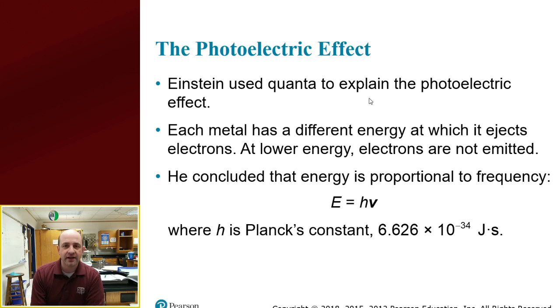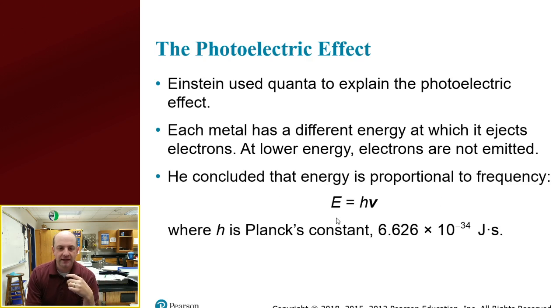This is what got Einstein his Nobel Prize. He used the idea of quanta, saying, if we treat light as a particle, then certain particles will have enough energy to make the electrons fly out, but other ones won't have enough energy. No matter how many of those particles there are, if each individual particle doesn't have enough energy, it doesn't happen.